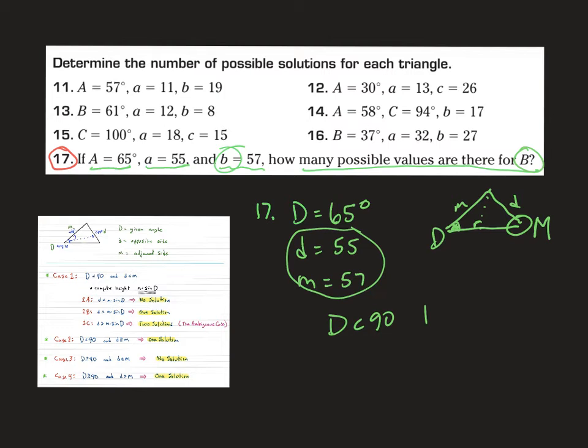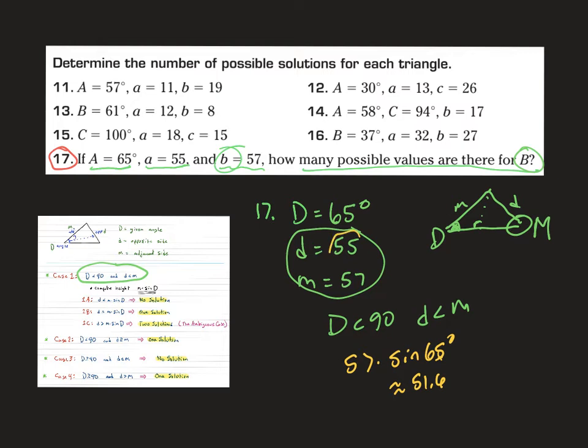Sorry, that's the wrong D. Lowercase d is less than M. So again, that is case 1. And I have to compute the height. So that's going to be M, which is 12. Excuse me, M is not 12. That was the last problem. M is 57, and then the angle is 65. So I'm going to compute 57 times the sine of 65 degrees. And that is 51.6.